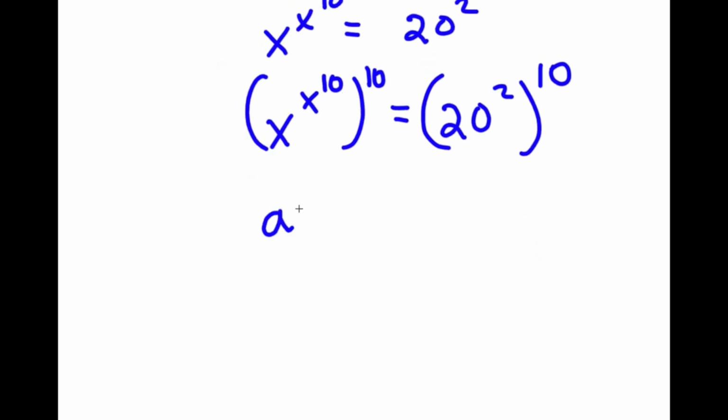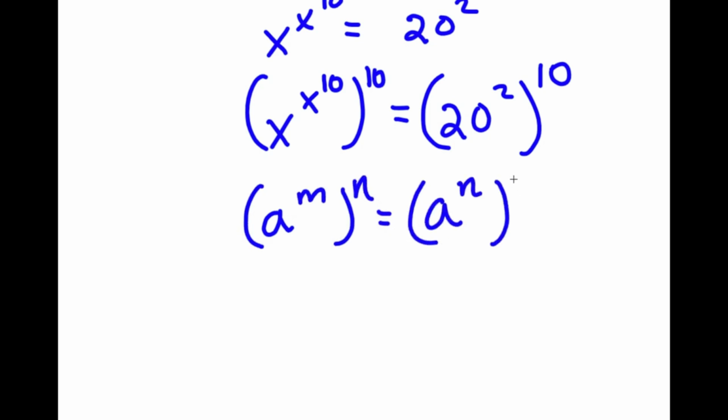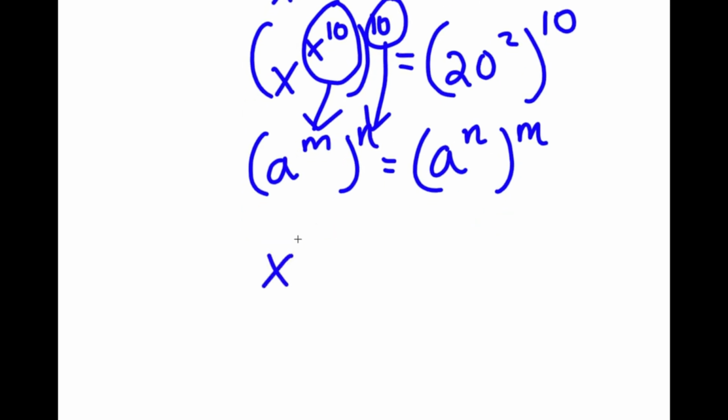Now, if I have something in the form a to the power of m to the power of n, this is the same thing as a to the power of n to the power of m. So in this case, we can think of x to the power of 10 as m and 10 as n, and I can switch these two places. So now I have x to the power of 10 to the power of x to the power of 10.